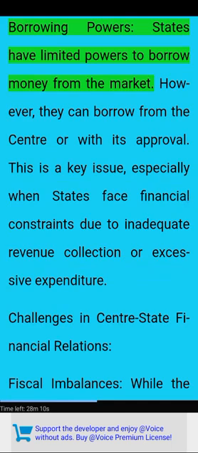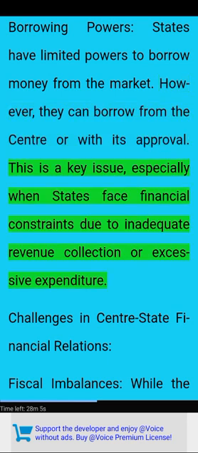These grants may be non-planned grants for specific purposes like relief from natural disasters or planned grants for developmental activities. Borrowing powers. States have limited powers to borrow money from the market. However, they can borrow from the center or with its approval. This is a key issue, especially when states face financial constraints due to inadequate revenue collection or excessive expenditure.